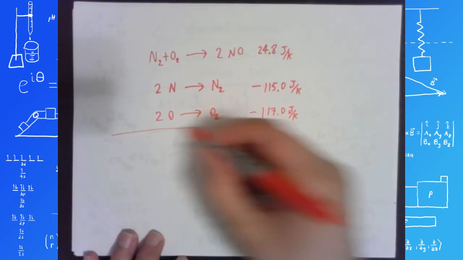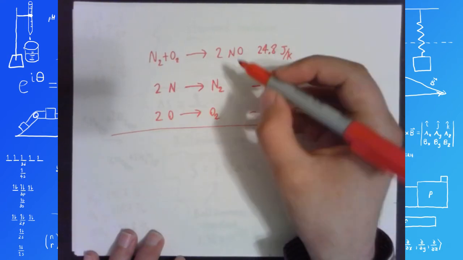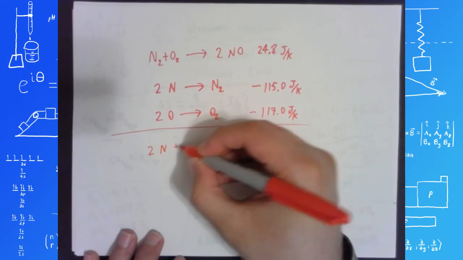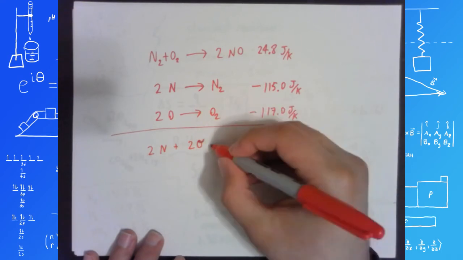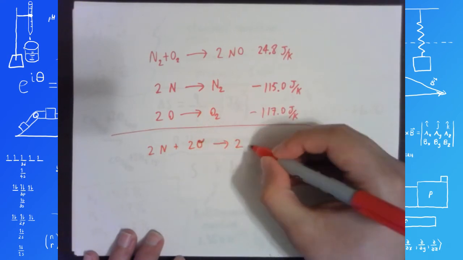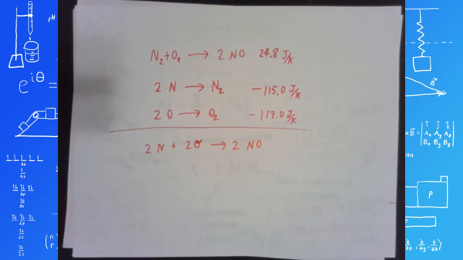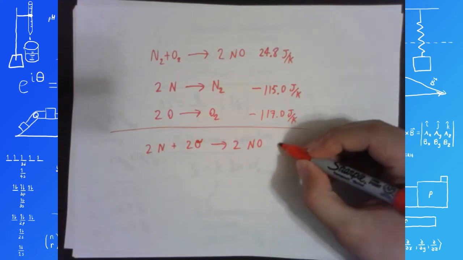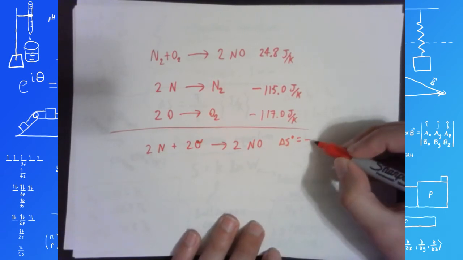Okay, if I add these together, then the N2 cancels out, the O2 cancels out, and I'm left with 2N plus 2O. I guess I'll make it a curly O. Gives 2NO with an entropy change of 24.8 plus negative 115.0 plus negative 117.0 is delta S equals negative 207.2.